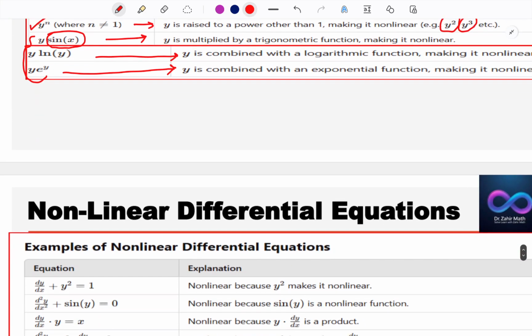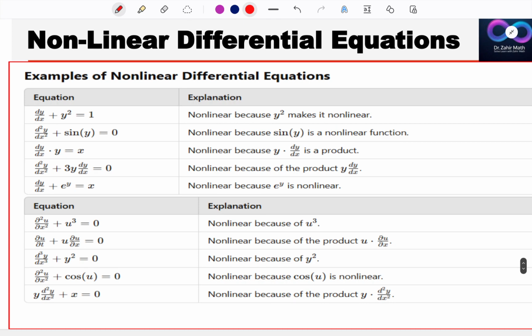Let me go for non-linear differential equations. Okay, right. Look here. The power of dy by dx is 1, but the power of y is what? 2. So it is not a linear differential equation. Okay, the power of d square y by dx square is 1, but you have sine y. See, that is the dependent variable here. What is the dependent variable? This is y. So you have a function of sine y. So what happens? Exactly, this is going to become non-linear.